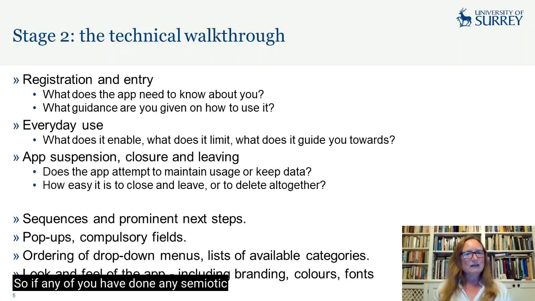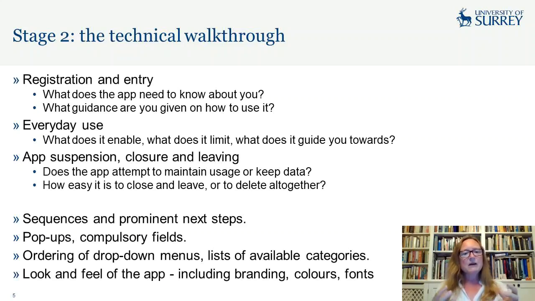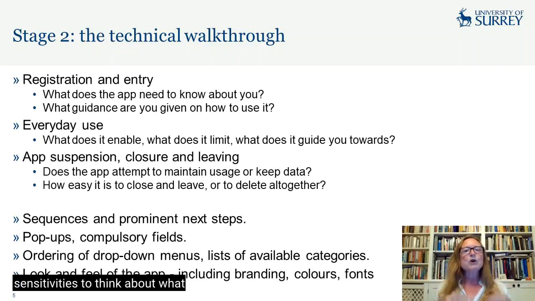So if any of you have done any semiotic analysis, we'll be using those same kinds of sensitivities to think about what connotations the different kinds of presentation have. So the walkthrough, exactly that. We start off with registration and entry. We look carefully at what does the app need to know about us? What kind of questions are we asked? What kind of data do we have to give it straight away? Then look at what kind of guidance we're given on how to use it. What kind of steering we get through the different activities we have to go on with.